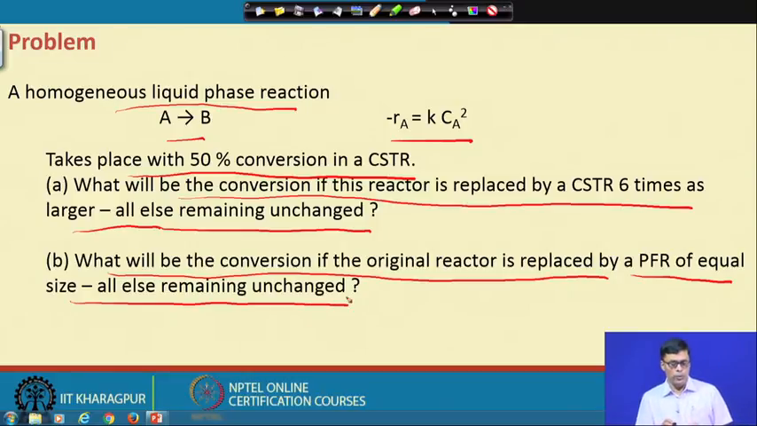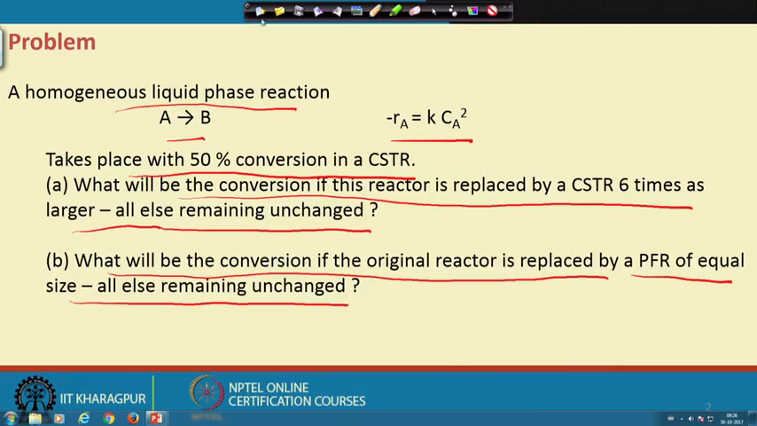So, you have two different approaches. In the first case, we want to increase the volume of the CSTR 6 times, and in the second case we want to replace the CSTR by a plug flow reactor. Two different approaches, and we want to find out how the conversion changes. Let us work on that.